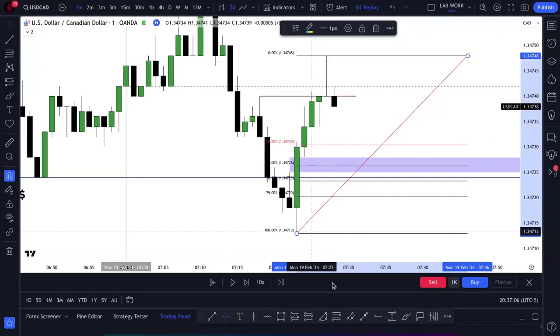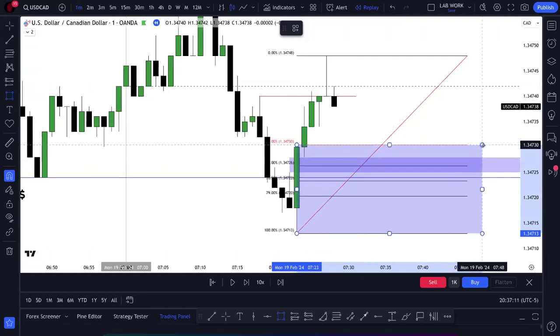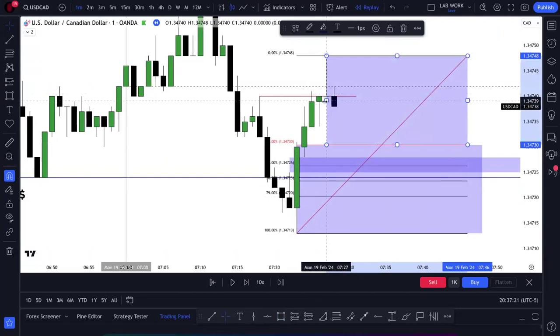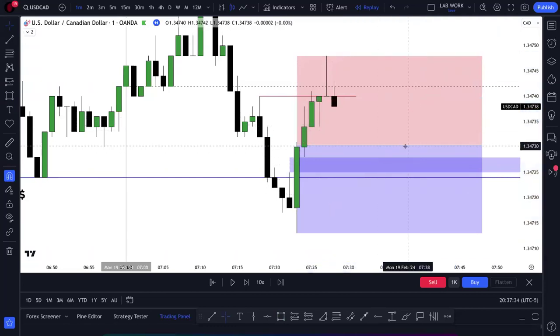Looking at this, we have a discount range and a premium range. Let's code this out. Get close to it. It's close enough. I'm going to mark this in red. I'm going to keep the discount range in blue. So we got our fib retracement level. So in between, that's 50%.